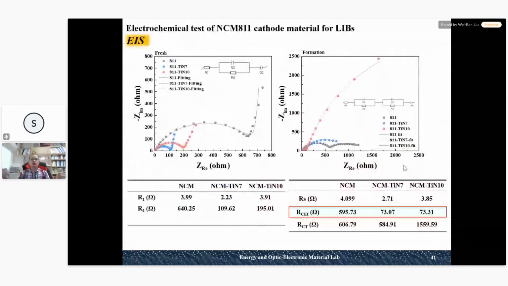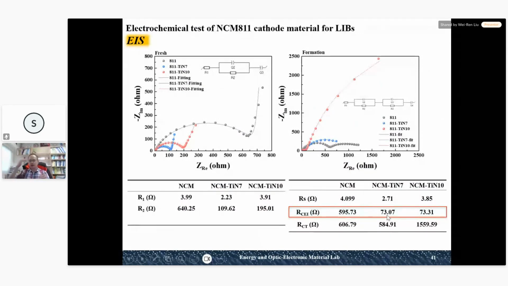We also use EIS spectrum to see the impedance. You can see the left-hand side is the fresh. The right-hand side is after the charge and discharge for 3 cycles. It's a formation step. From here we can see for the pristine, the RSEI impedance is very high, and also the RCT, charge transfer resistance, is also very high.